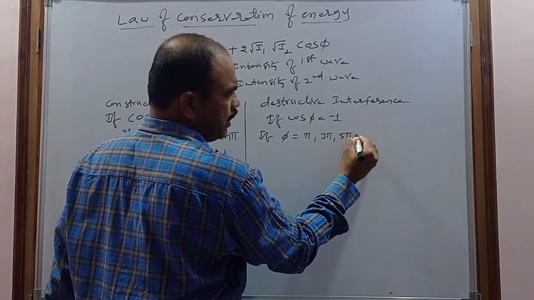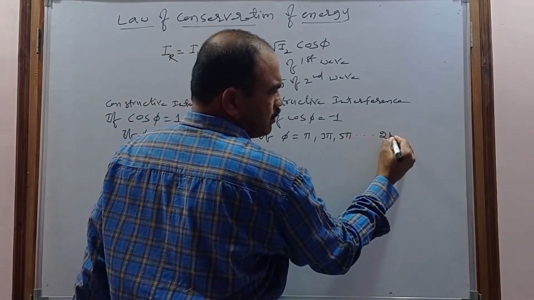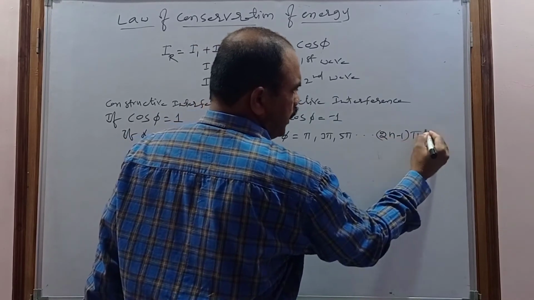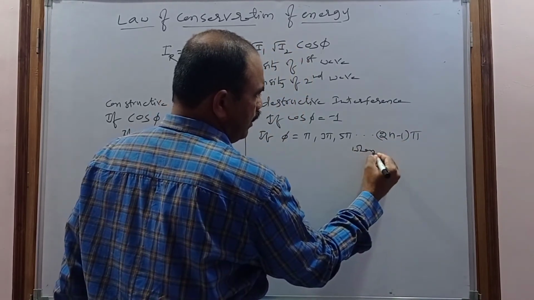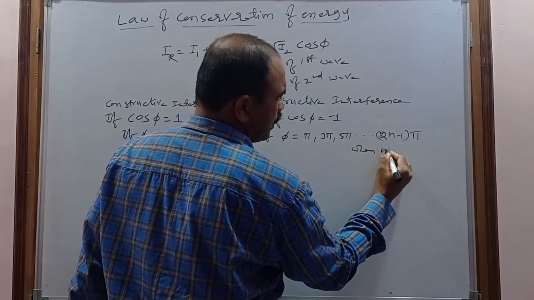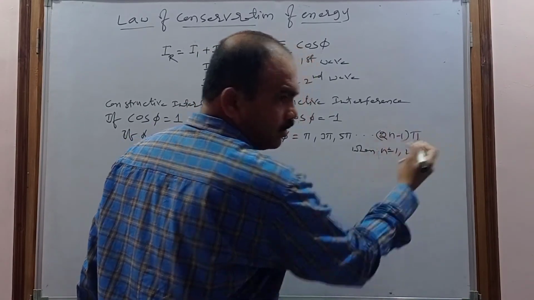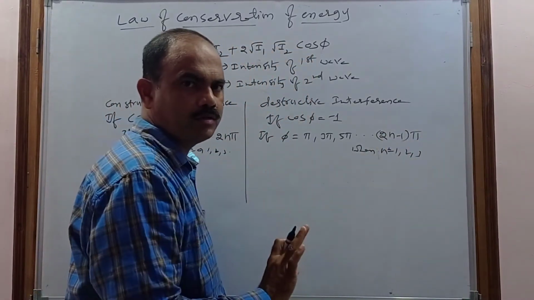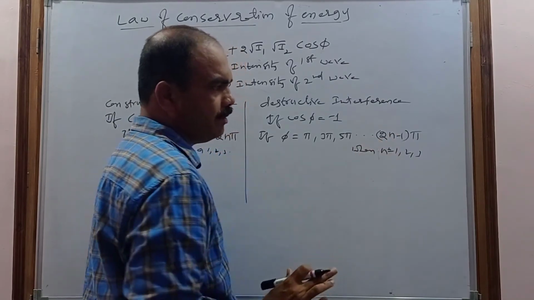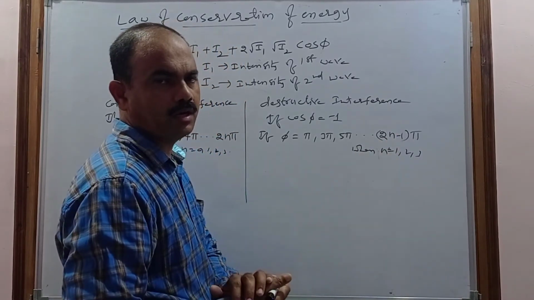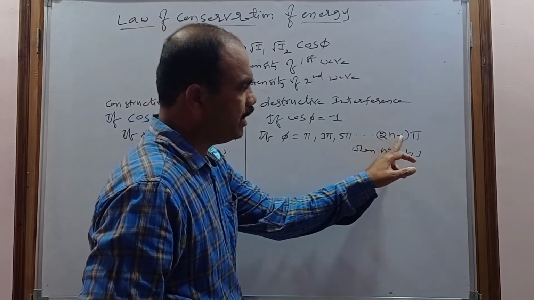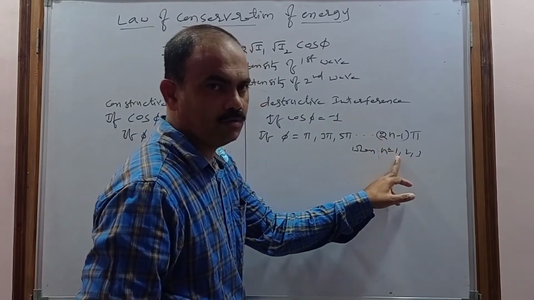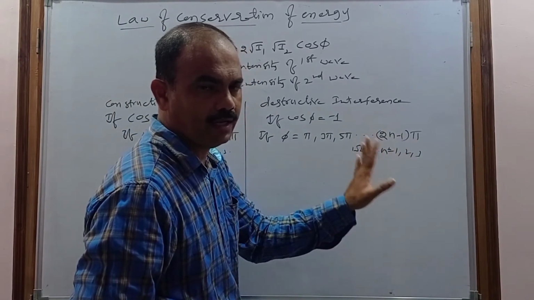So if the two waves are superimposed with the phase difference pi radians or 3 pi radians or 5 pi radians and so on, the general term will be 2n minus 1 pi, where n equal to 1, 2, 3. Remember, if I take the 2n plus 1 pi, you take n equal to 0. If you take the 2n minus 1 pi, you have to take n equal to 1, 2, 3. So 2n minus 1 గా తీసుకుంటే n 1 తో స్టార్ట్ అవుతుంది. 2n plus 1 కనుక తీసుకుంటే n అనేది 0 తో స్టార్ట్ అవుతుంది.